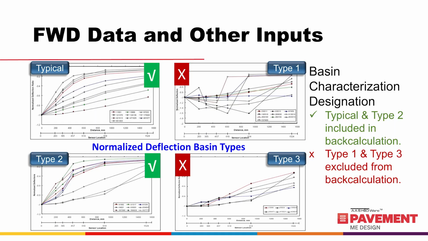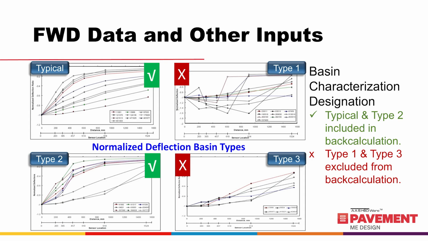The basin characterization classifies the deflection basin into 4 types of basins grouped as typical, type 1, type 2, and type 3. The x-axis for each graph is the distance from the loading plate, and the y-axis is the normalized deflection at each deflection sensor. The normalized deflection at each sensor is simply the deflection at the specific sensor divided by the deflection measured at the loading plate. The typical and type 2 basins are consistent with elastic layer theory, so the back-calculated elastic layer moduli can result in reasonable or appropriate values.